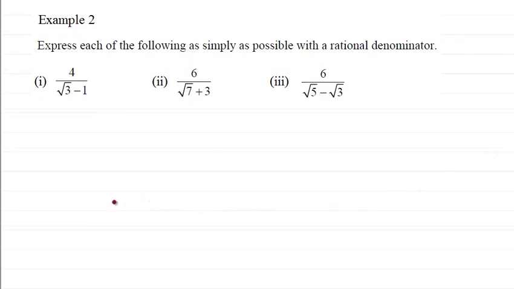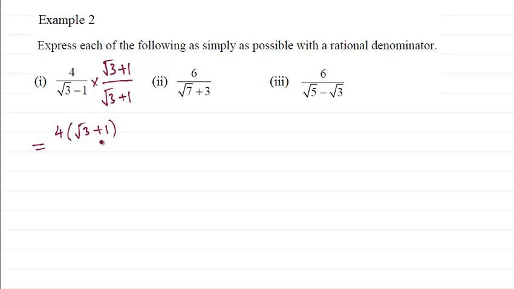Example 2. Same, we're going to multiply top and bottom by the conjugate, which is root 3, then you change the sign. Do the same thing on the bottom. Now the top part is 4 times root 3 plus 1.